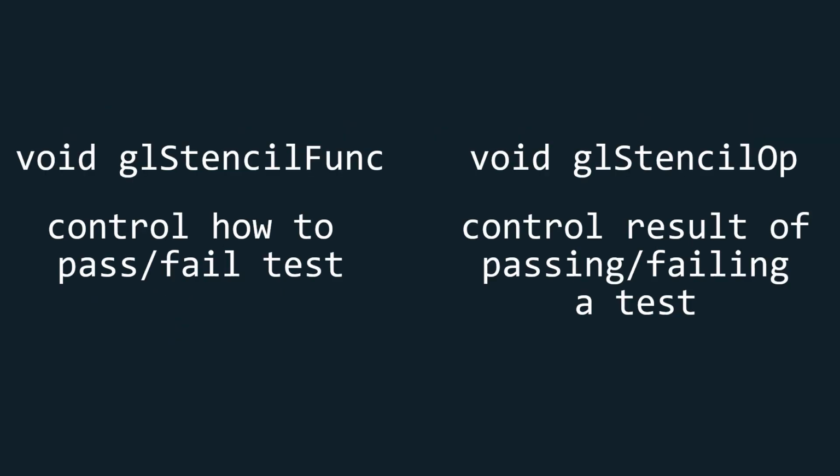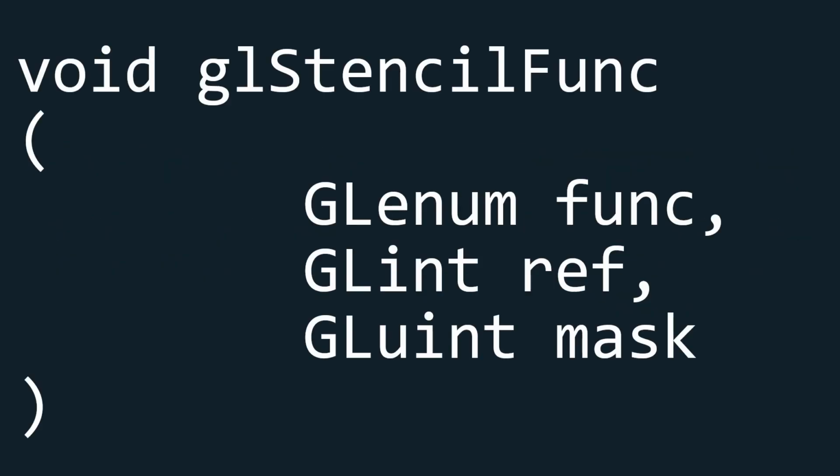Now let's look at two more functions we can make use of, glStencilFunc and glStencilOp. glStencilFunc allows us to control how the stencil buffer passes a test or fails a test, while glStencilOp allows us to dictate what happens when the stencil test fails, when the stencil test passes but the depth test fails, and when both pass. Let's take a deeper look at glStencilFunc.